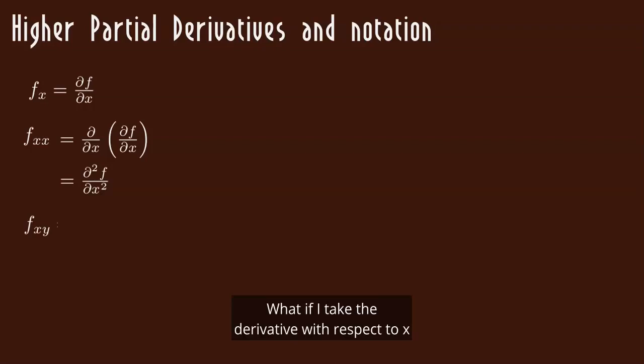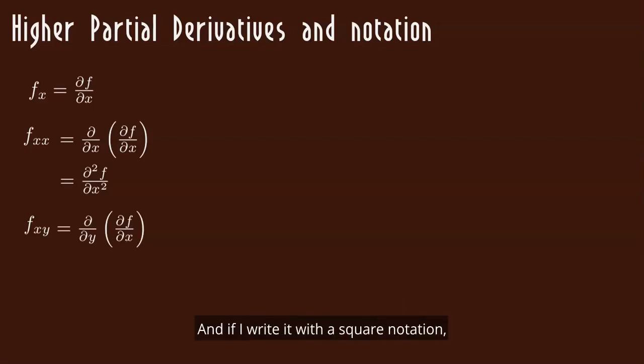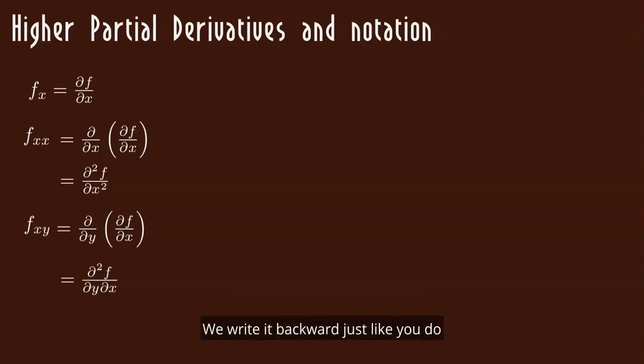What if I take the derivative with respect to x and then take it with respect to y? Well, that means we have the partial of f with respect to x, but then we hit it on the outside with the partial with respect to y. And if I write it with the square notation, you get something like this. And notice the order here. I have partial of y, partial of x, because that's the order. X went first, and then y. We write it backward, just like you do with composition notation.